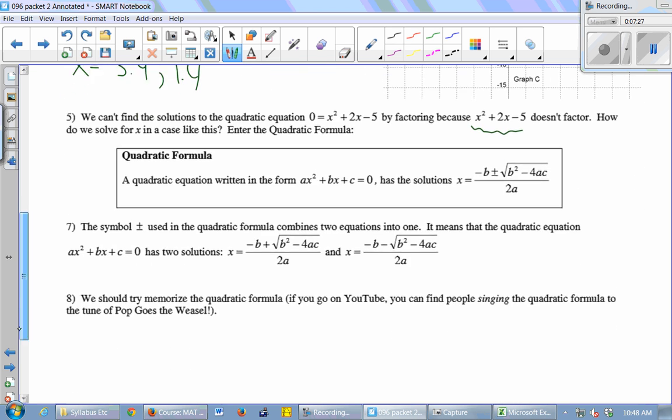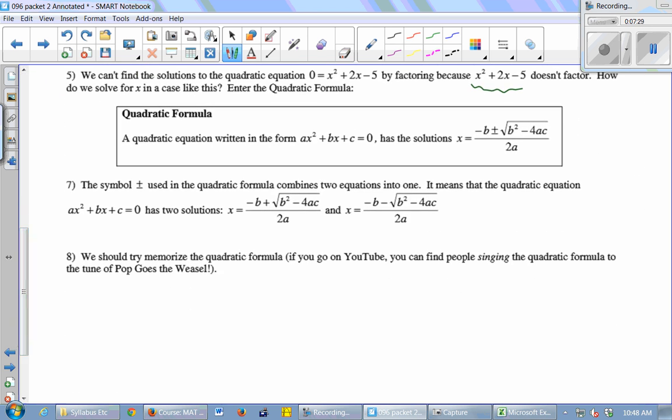The quadratic formula. So the quadratic formula says that if you have an equation that looks like ax squared plus bx plus c equals 0, and it has to look exactly like this, something times x squared plus something times x plus something else equals 0, then its solutions can be found using this formula. All you have to do is plug in the a, b, and c into this formula, and you'll get the answer. So it's negative b plus or minus the square root of b squared minus 4ac all over 2a.